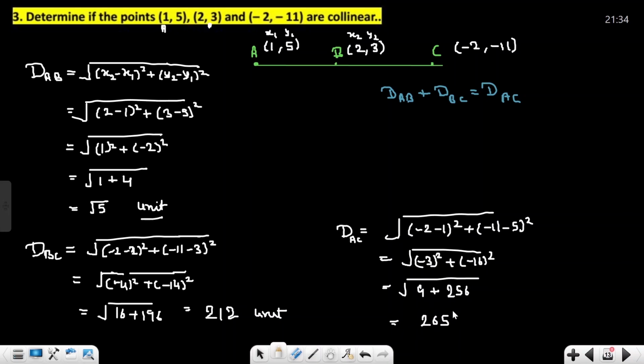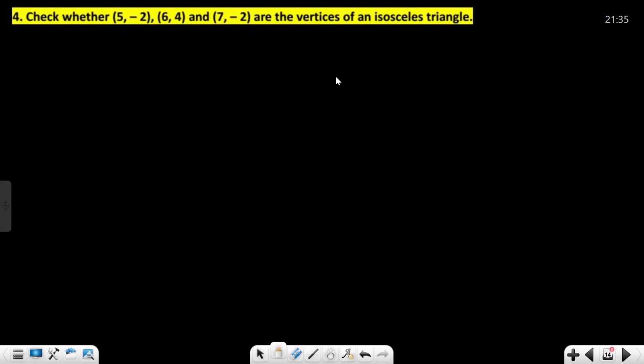265 root. Now put all these values in this formation. AB means root 5 plus root 212 and is equal to root 265. Okay, never add the terms directly. Both of these are not equal. Okay, if the sum is not equal, it means all 3 points are not on a line, not collinear points. Okay, let's move on. Question number 4.